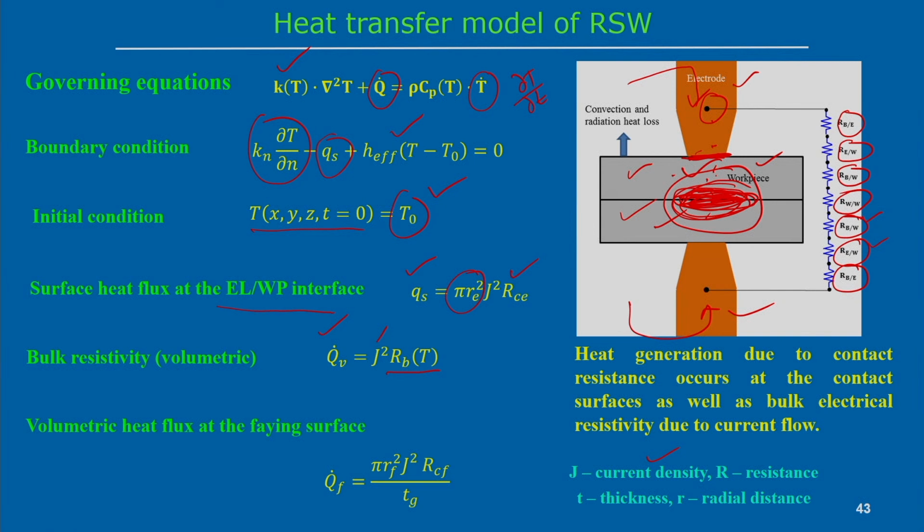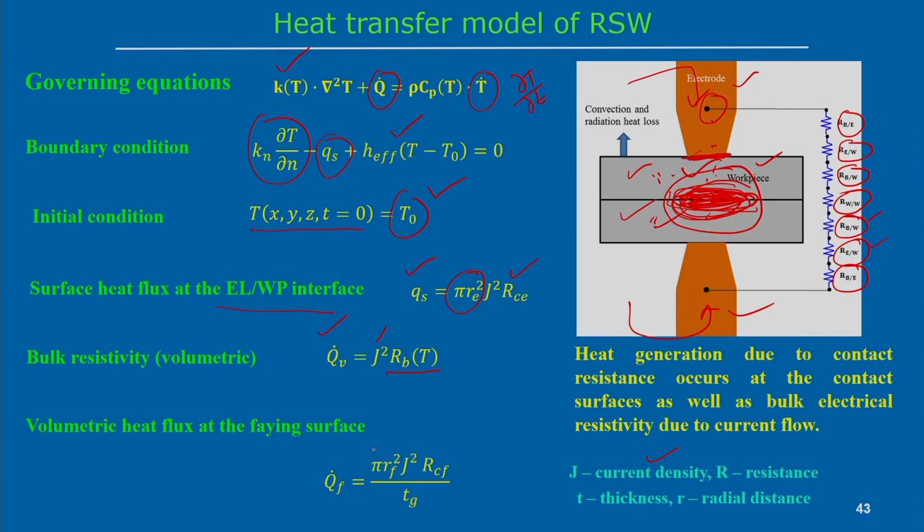Now, volumetric heat flux at the faying surface, between the two workpieces, we can assume there is some contact interface. So, we can assume there is a very small contact layer with some finite value, and we can represent the finite value of the total heat generation at the interface as because of some kind of contact resistance. So, that heat generation can be represented in the form of a volumetric heat generation. Therefore, it can be calculated like this.